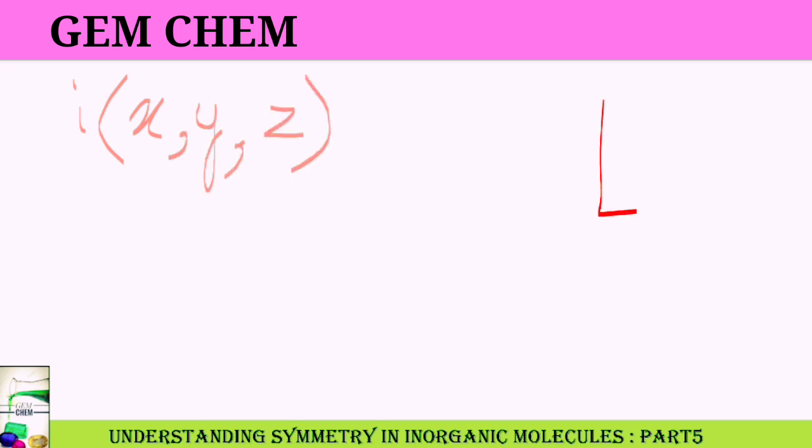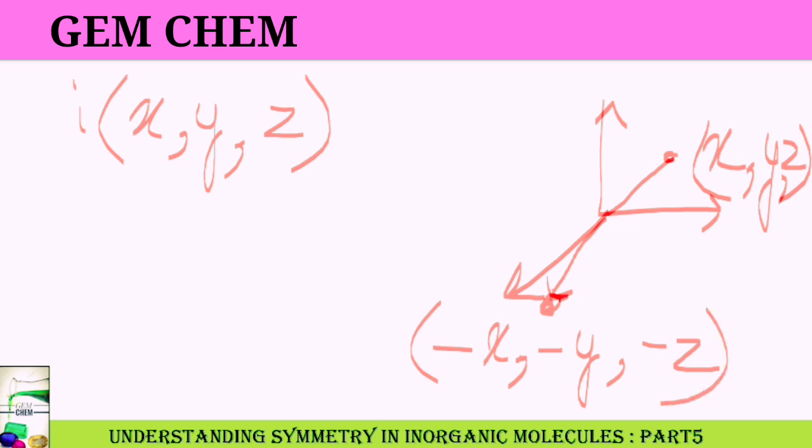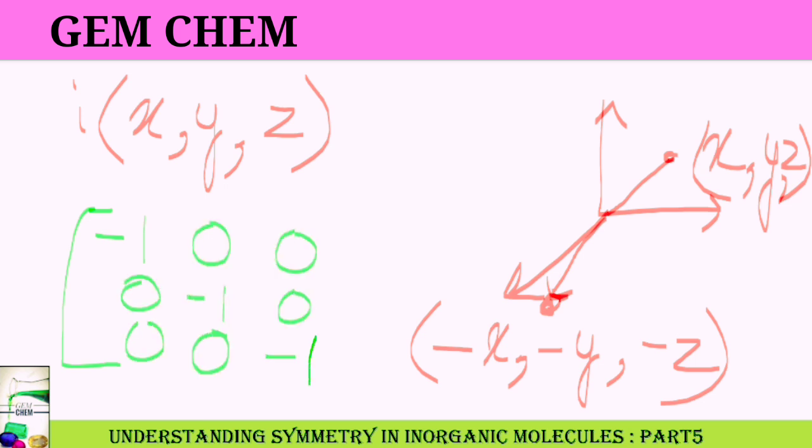So a point placed at x, y, z coordinate will be completely transferred into an equal and opposite back direction. So the point will come somewhat like this and all the coordinates will become negative. As a result, the matrix representation for I is actually -1, 0, 0, 0, -1, 0, 0, 0, -1. So this is how I can be represented using 3 cross 3 matrix.